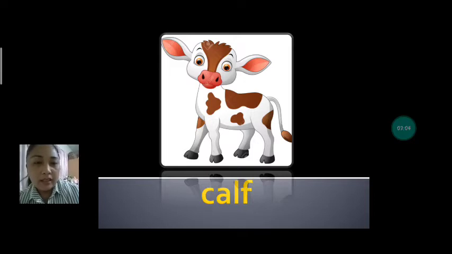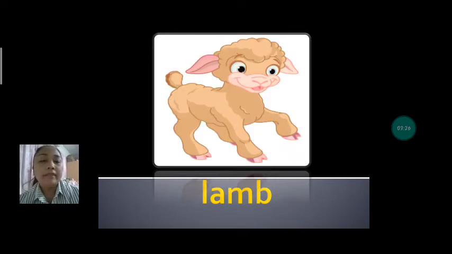This one is the name of a baby cow. What is it? It's a calf. Everybody say calf. Spell calf. C-A-L-F. Calf. Very good. Next we have lamb. Everybody say lamb. Can you spell lamb? L-A-M-B, lamb. Very good.